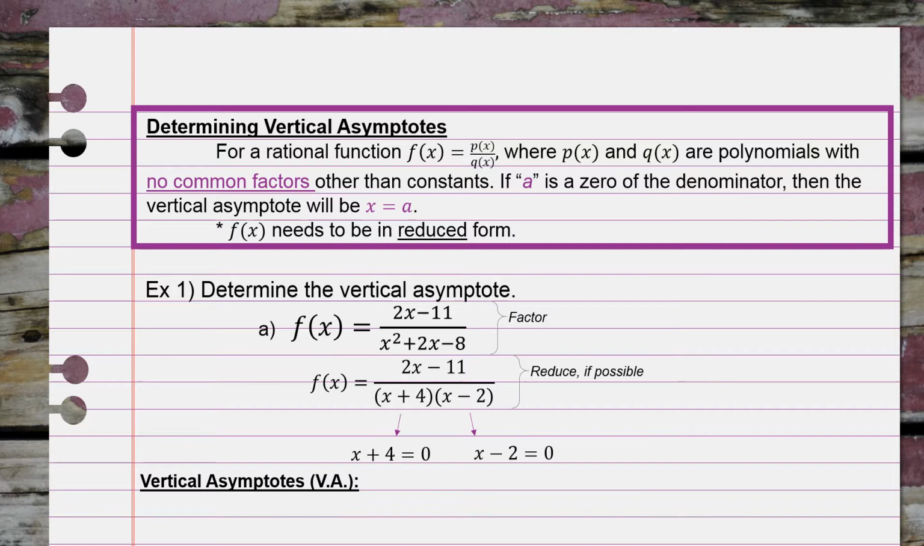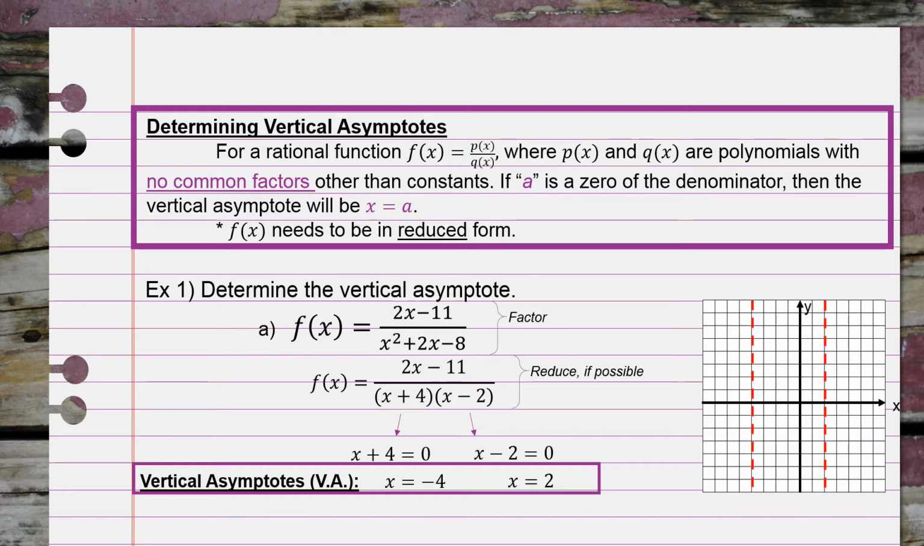Solving for x in the first case, we would find x equals negative 4. And in the second case, we would have x equals 2. These are your vertical asymptotes. So visually, it means you would have these two vertical imaginary force fields that are affecting the graph. Let's look at another example.